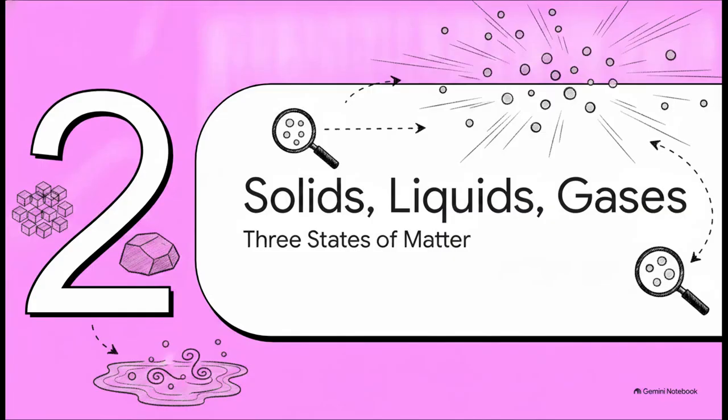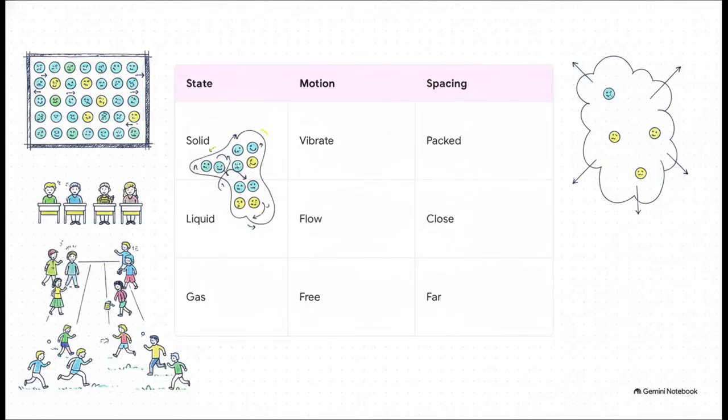Let's move to Section 2 and see how this builds. Solids, liquids, and gases, the 3 states of matter. Because if everything is made of moving particles, why does a rock feel so different from water, or from the oxygen we breathe? Well, it all comes down to exactly how those particles are moving. And this brilliantly illustrates the exact differences between a solid, a liquid, and a gas. Let's start with a solid. In a solid, the particles are vibrating in fixed positions, and they're tightly packed.